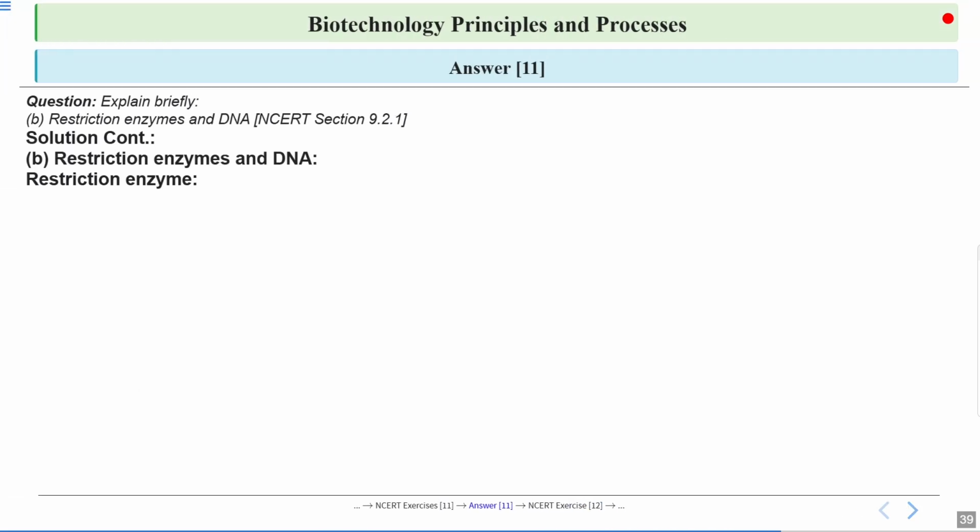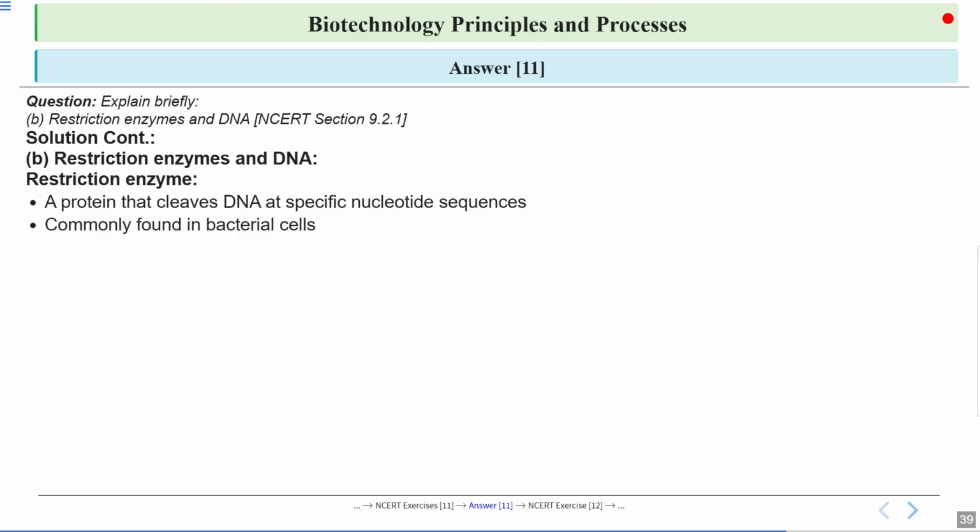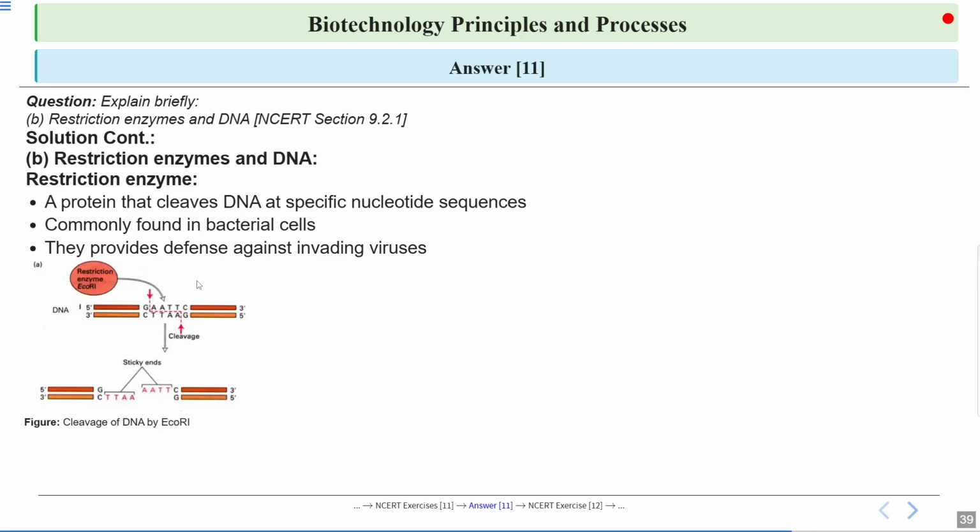Restriction enzyme and DNA. What is a restriction enzyme? A protein that cleaves the DNA at a specific nucleotide sequence. And they are commonly found in bacterial cells. Where are they present? They are present in the bacterial cells. And they provide defense against invading viruses. Here you can see the restriction enzyme that cuts at a very specific site, that is called the restriction site. And they are present in the bacteria or any other prokaryote because they should get rid of the invading viruses.